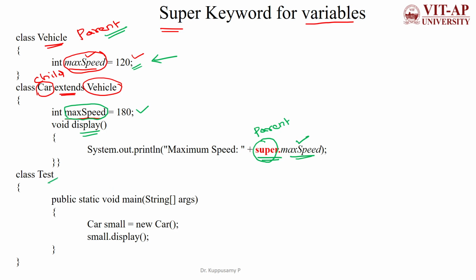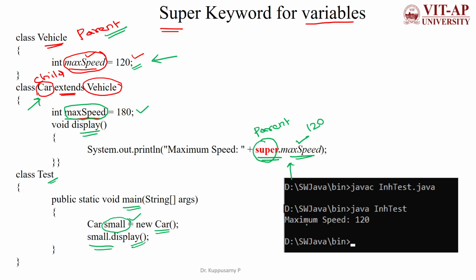And here the driver class Test is defined, which has the main method. We are creating the object variable with respect to the child class Car. Then we are calling the method display by using this variable. So you see we will get the parent class value 120 in the output. The output becomes the parent class value because we are using the super keyword.